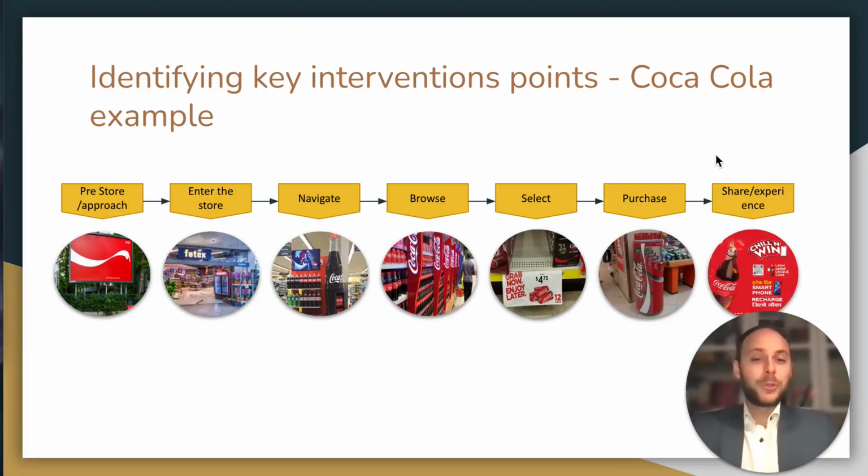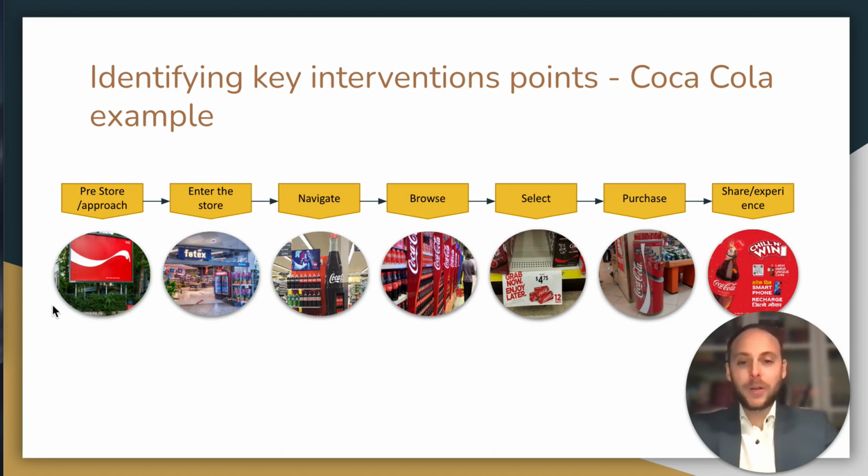So now I will use Coca-Cola as an example with the path to purchase to show how you can create POSM throughout the whole path to purchase that somehow can influence the shopper. So here we're really identifying the key intervention points throughout the path to purchase and showing what that could look like. So first of all, let's go through the path to purchase as it is.